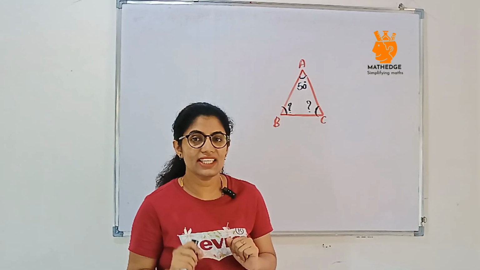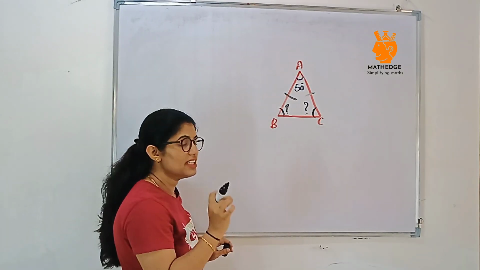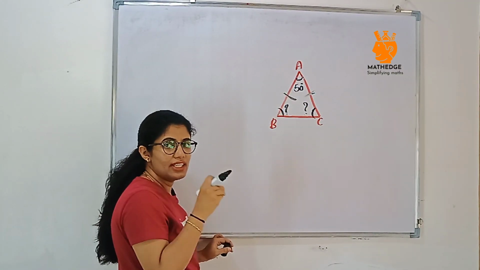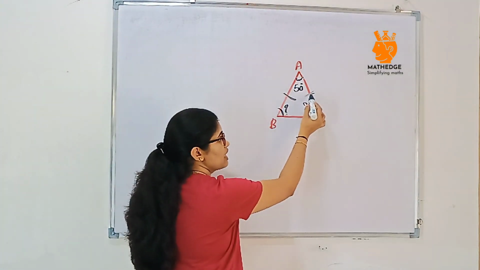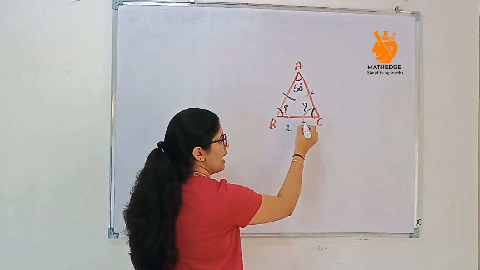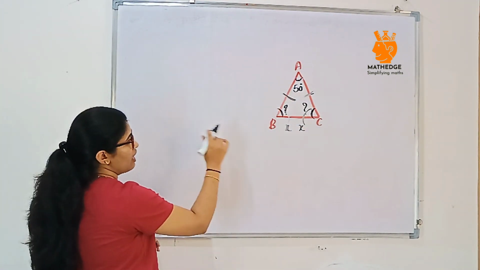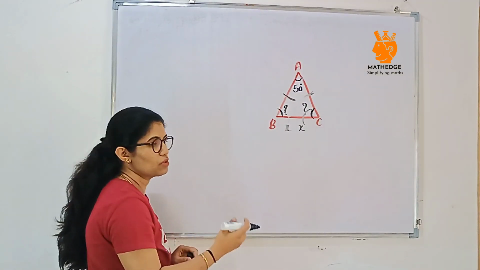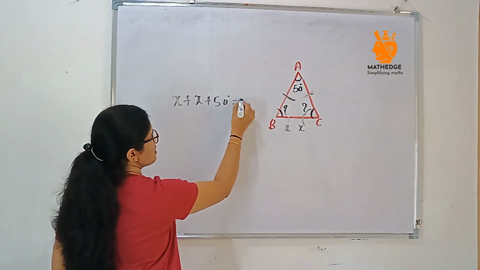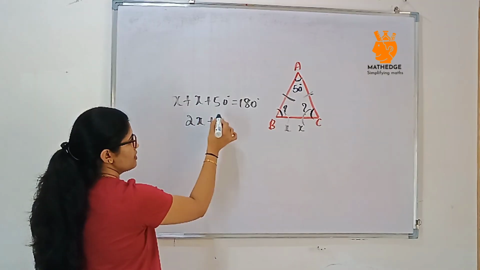But what if the triangle is an isosceles triangle? How can we calculate the other 2 angles? We know if the triangle is isosceles, then these 2 sides will be equal, and as I said in the property, if 2 sides are equal, the angles will also be equal. So I will assume these angles as x and x. Then use the angle sum property of a triangle: angle A plus angle B plus angle C is equal to 180 degrees. So I can write x plus x plus 50 degrees is equal to 180 degrees. Then 2x, x plus x is 2x, right?